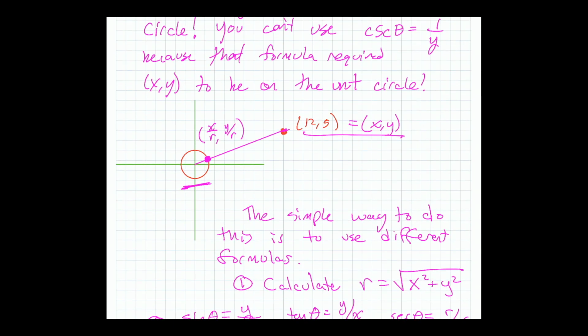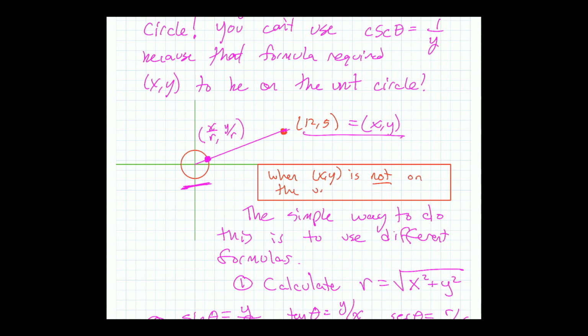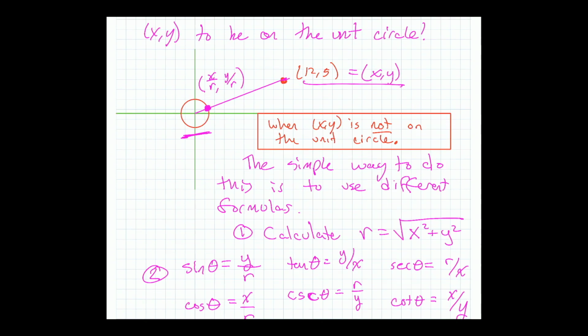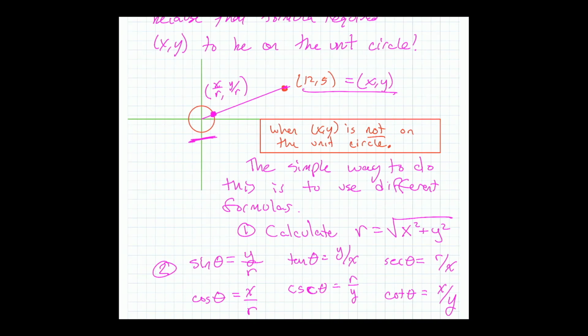So let me label this, because you don't need these formulas unless your point's not on the unit circle. So you use this when xy is not on the unit circle. Now you can use it when xy is on the unit circle, but what happens is r is 1, and you just get the formulas that you were using before.